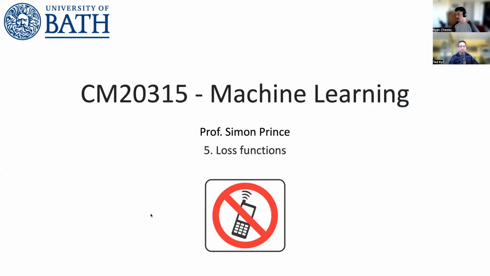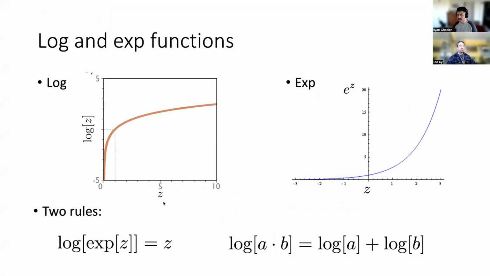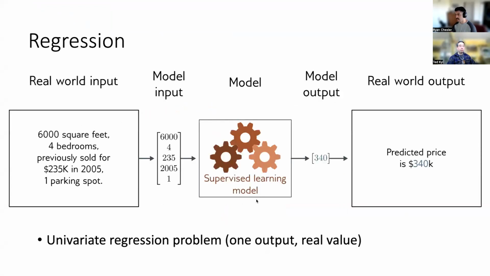So this week we'll be talking about loss functions. In previous chapters we've talked about linear models, then shallow networks, and then deep networks, and now we're talking about loss functions. We'll start off just looking at some functions, the log and the exponential. I won't spend very much time on this, but these are core to a lot of the different things we'll be looking at today.